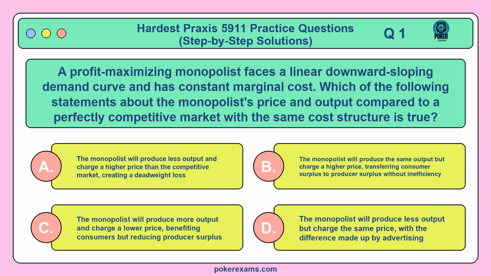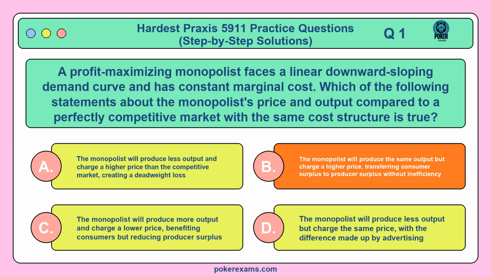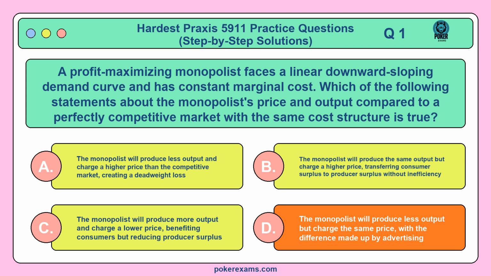A profit-maximizing monopolist faces a linear downward-sloping demand curve and has constant marginal cost. Which of the following statements about the monopolist's price and output compared to a perfectly competitive market with the same cost structure is true? Option A. The monopolist will produce less output and charge a higher price than the competitive market, creating a deadweight loss. B. The monopolist will produce the same output but charge a higher price, transferring consumer surplus to producer surplus without inefficiency. C. The monopolist will produce more output and charge a lower price, benefiting consumers but reducing producer surplus. Or D. The monopolist will produce less output but charge the same price, with the difference made up by advertising.